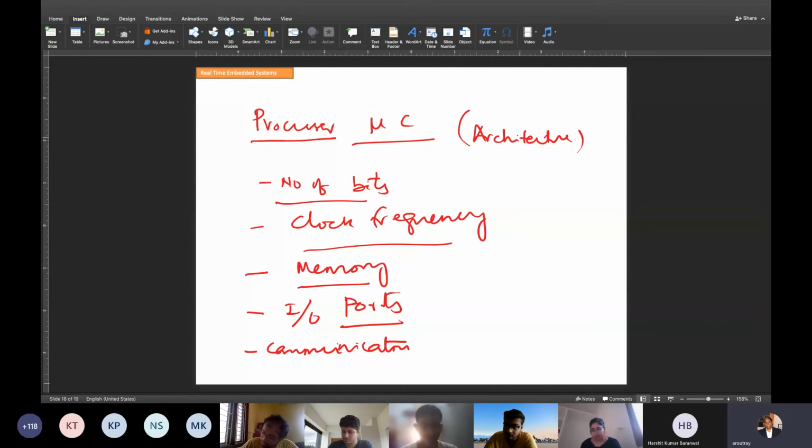Basically, it leads to telling the overall architecture. So in this case, you have been told already about one 8-bit controller. But you have to decide: do you need 8-bit, 16-bit, or 32-bit? Which form? What is the clock frequency? What is the memory? And what is the power consumption? Power consumption also.